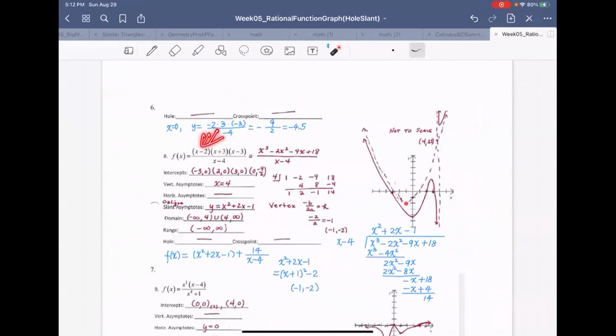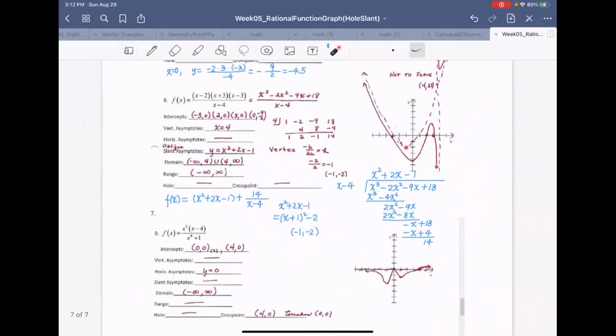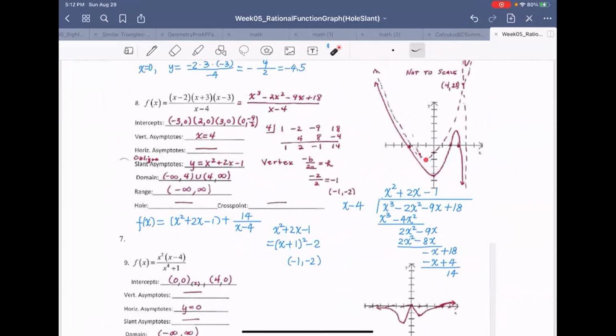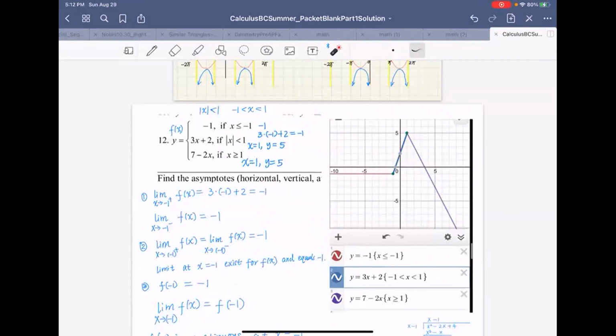During Algebra 2, it is already hard. During pre-calculus, pre-AP, your teacher may give you even harder questions to torture the students. Okay? Any question for this number 8? No question? No question for number 8? Okay.